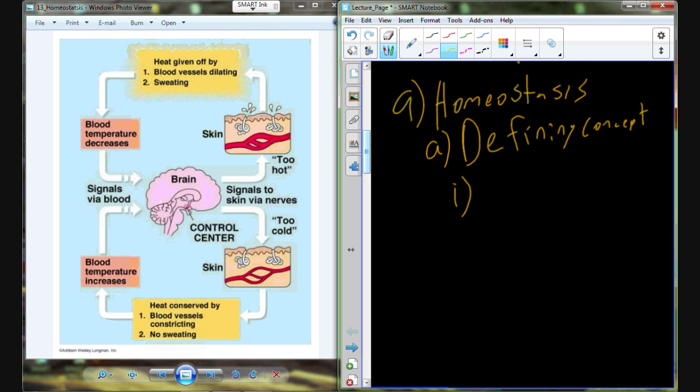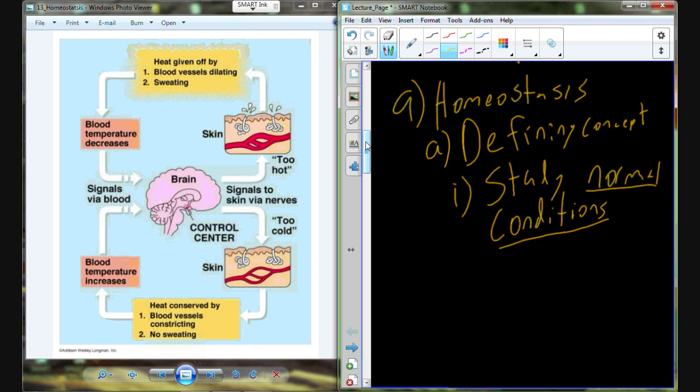To start out with, we are going to study what are called normal conditions. We're going to study normal conditions. Now, we've got to understand that just like with anatomy, there is some variation that exists. Homeostasis is going to look at these normal conditions and is going to begin to say how are these normal conditions maintained? How do we maintain the normal?